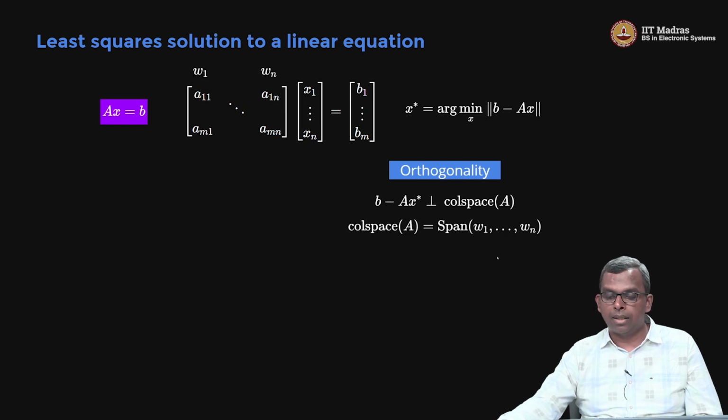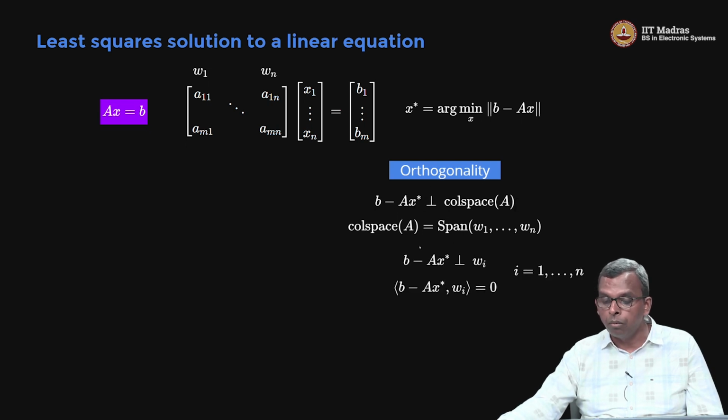So what does that mean? The column space of A is nothing but the span of the columns. The first column I may call W1, the last column I may call Wn, so first column, second column, and so on till the last column. The column space of A is the span of these. Of course, I can create some bases from it, but let's just keep it as a span of everything. Now, since B − Ax star is perpendicular to the entire column space, it's perpendicular to every Wi, for i equals 1 to n. That's the same as the inner product ⟨B − Ax star, Wi⟩ being equal to 0 for every i.